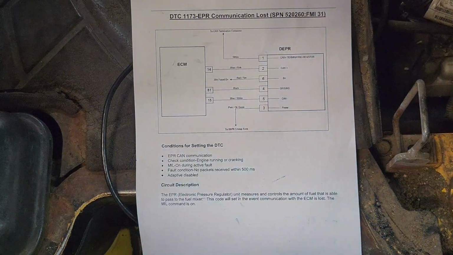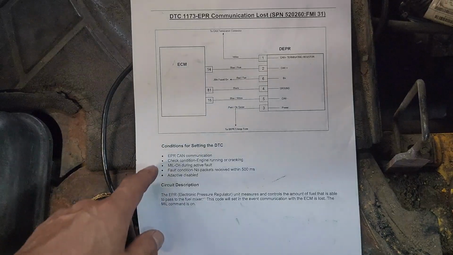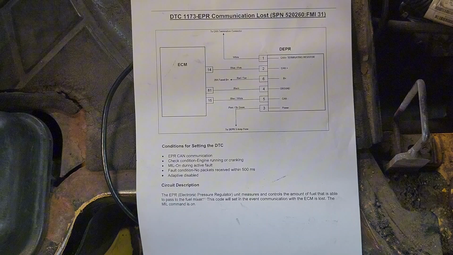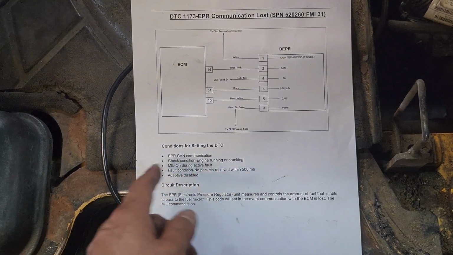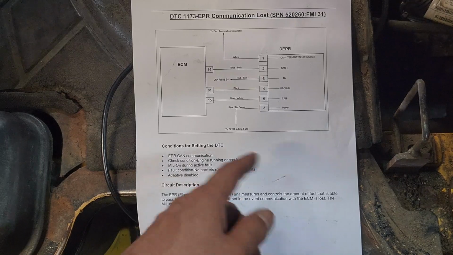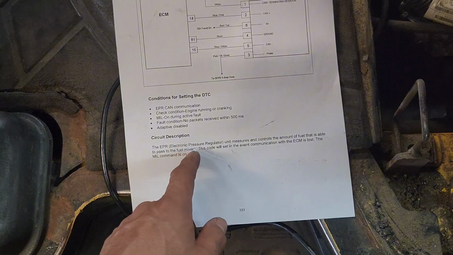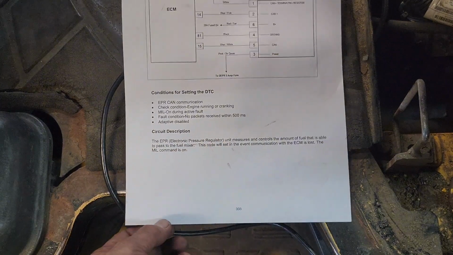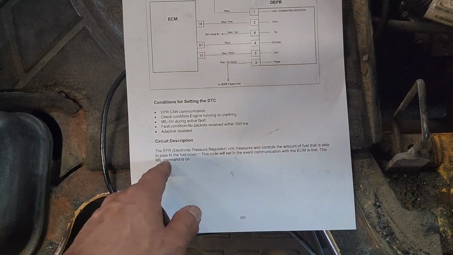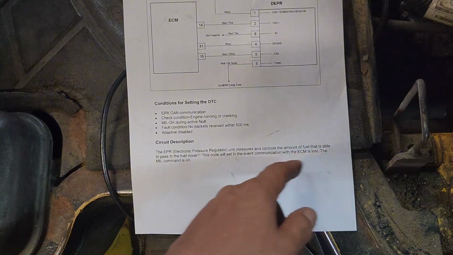1173, communication loss. It says condition for setting the code: EPR CAN communication. Condition: engine running or cranking. MIL on: yes. Fault condition: no packet received within 500 milliseconds. Then circuit description: the EPR, the electronic pressure regulator, which is the MEG ejector unit, measures and controls the amount of fuel that is able to pass to the fuel mixer. This code will set in the event communication with the ECM is lost.